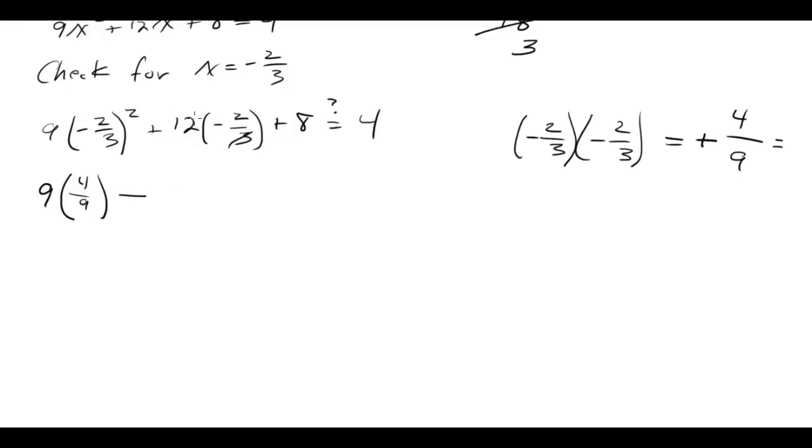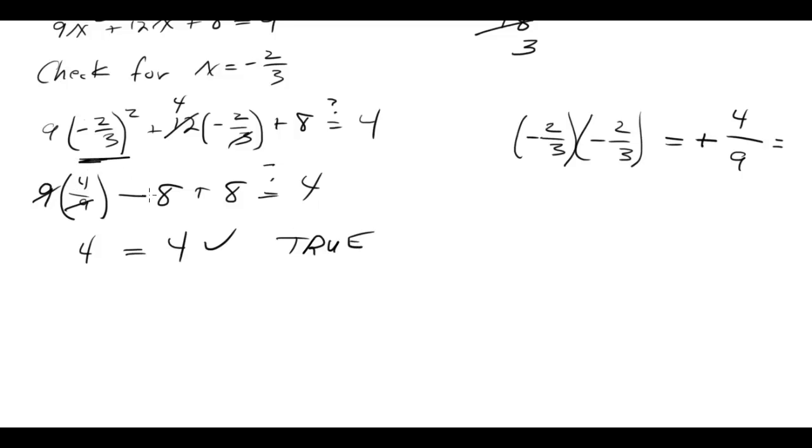Oh, wait a minute. This is nice. 3 goes into 3 once. 3 goes into 12 4 times. 4 times minus 2 is minus 8. Plus 8. Does that equal 4? Well, let's see. That cancels. I have 4 plus 8 minus 8. That's 0. 4 does equal 4. This is true. Since the equation is true when I plug in x equals minus 2/3, the solution, and the only solution, is x equals minus 2/3.